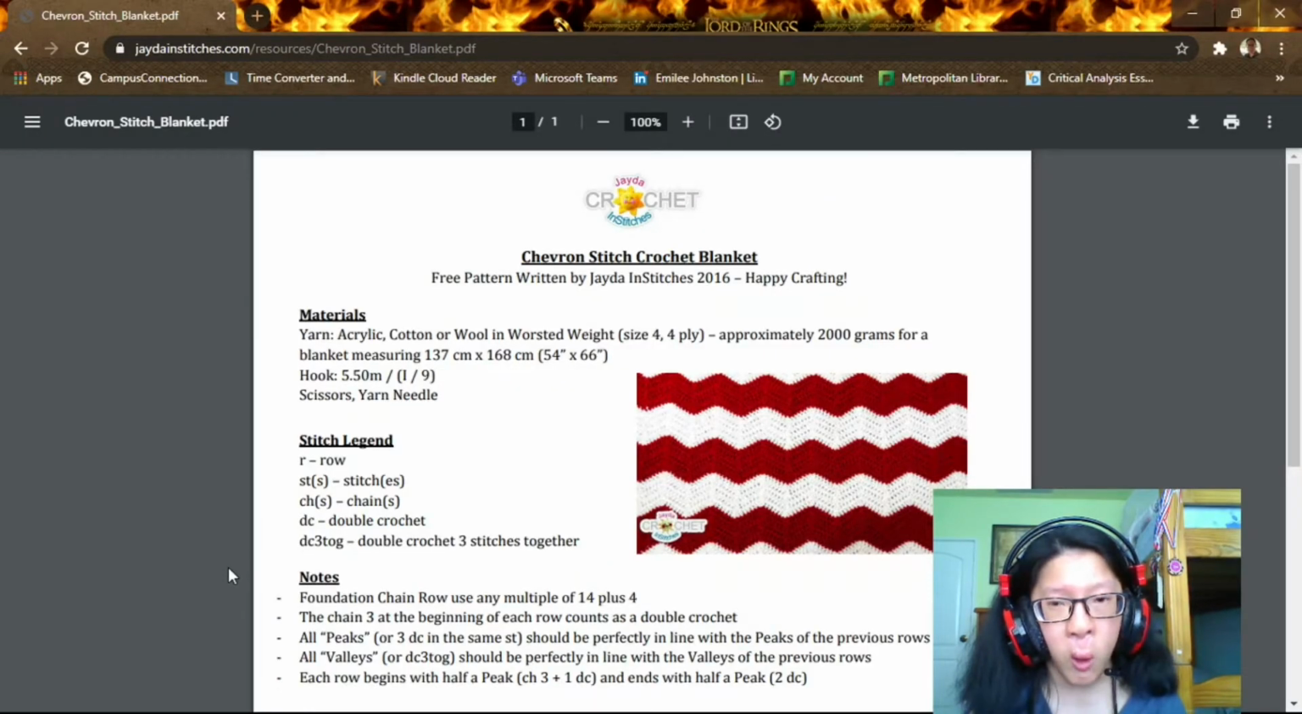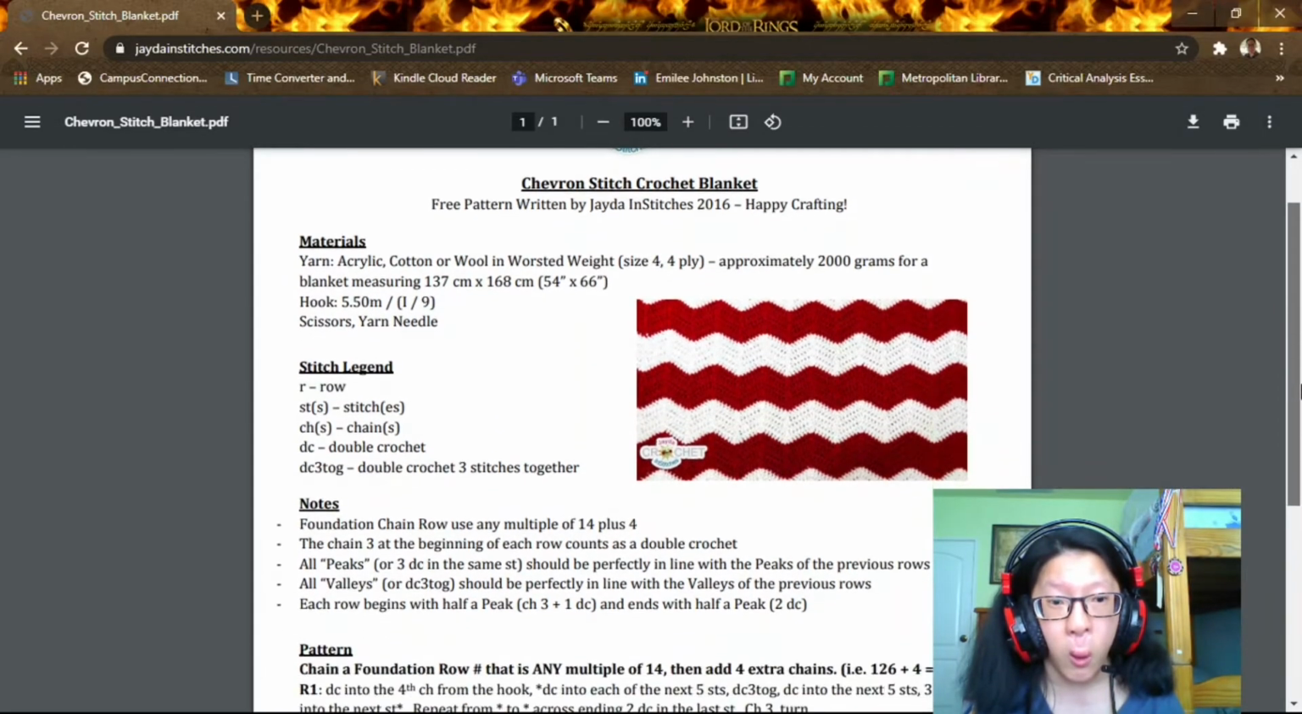So the chevron stitch blanket is an excellent example of how we use abbreviations within patterns because everything is on one page. And as you can see, we have materials listed first, and then we have something called a stitch legend, which is right here. And as you can see, R is row, ST is stitch, and then in parentheses you have an S. Then you have CH, which means chain, and DC, which is double crochet. And you will often see these stitches used because they are one of the most common stitches used within patterns.